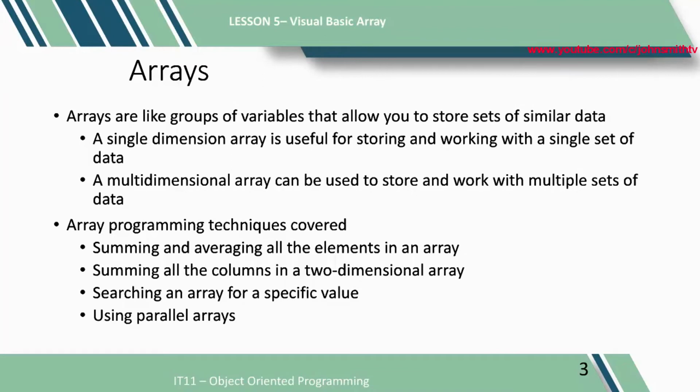What is an array? An array is like a group of variables with one name. Arrays are like groups of variables that allow you to store sets of similar data. A single-dimension array is useful for storing and working with a single set of data. A multidimensional array can be used to store and work with multiple sets of data.